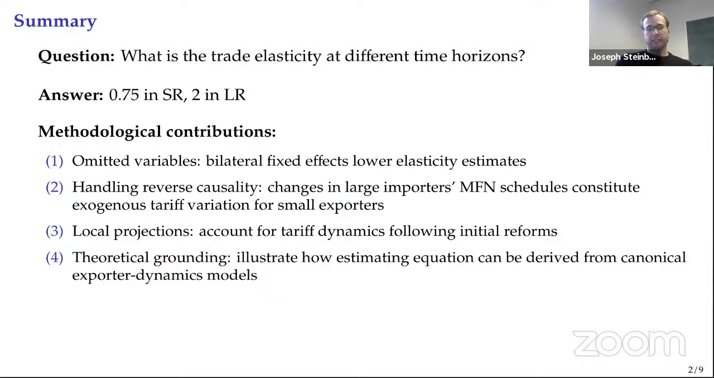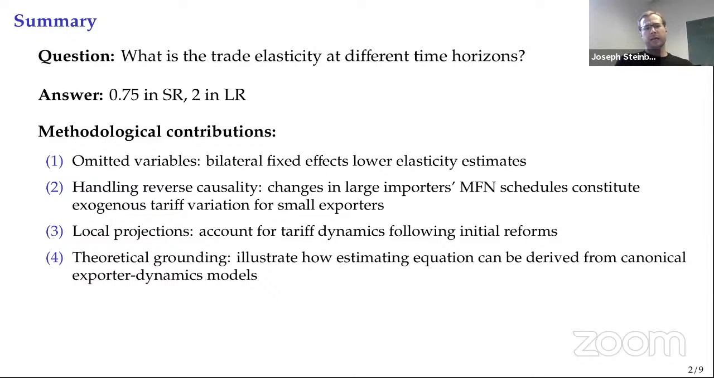And so I think it's pretty cool. It's basically thinking about what happens when a large country, say the United States, reduces its MFN tariff schedule, and thinking about how that change affects just small exporters to the United States that are unlikely, at least really unlikely, to be responsible for the United States making that decision to cut its MFN tariffs.